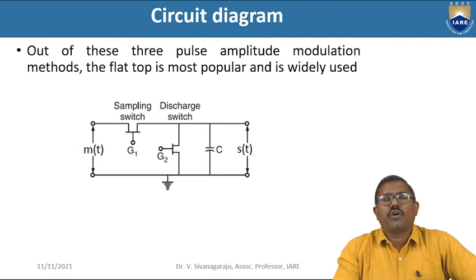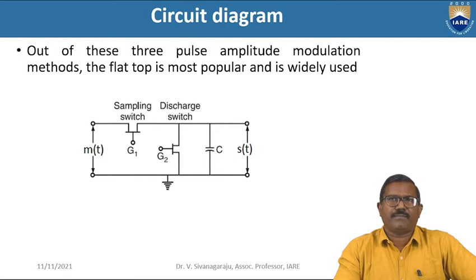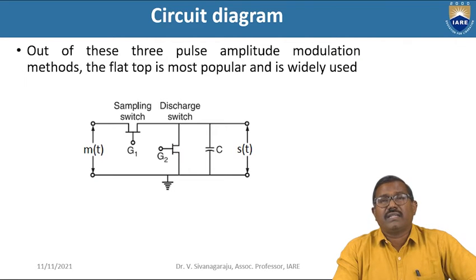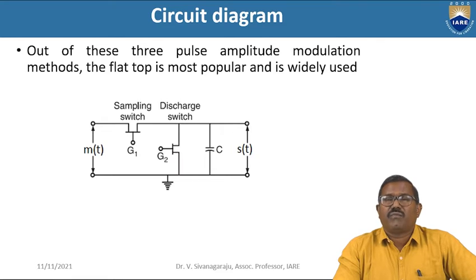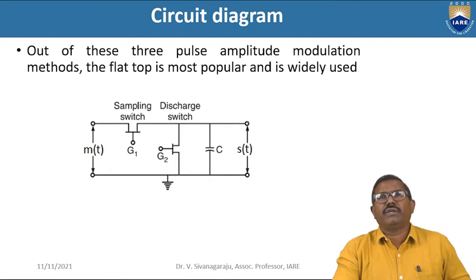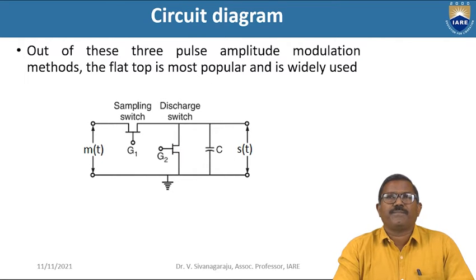Now the circuit diagram, how to generate pulse amplitude modulation. Out of these three pulse amplitude modulation methods, the flat top is most popular and widely used. We saw earlier the three varieties: ideal, natural, and flat top. Here we are going to generate the flat top pulse amplitude modulation. In this circuit diagram, we have two FETs and one capacitor. The first FET, with gate G1, acts as an ideal switch, and the second FET acts as a discharge switch. M of t is the message signal and S of t is the PAM generator signal.